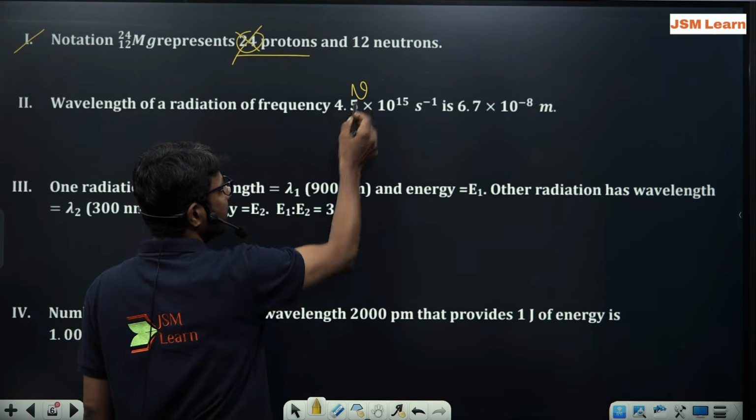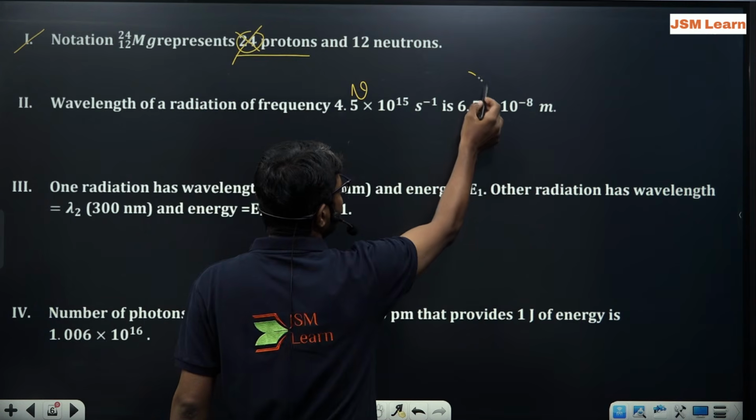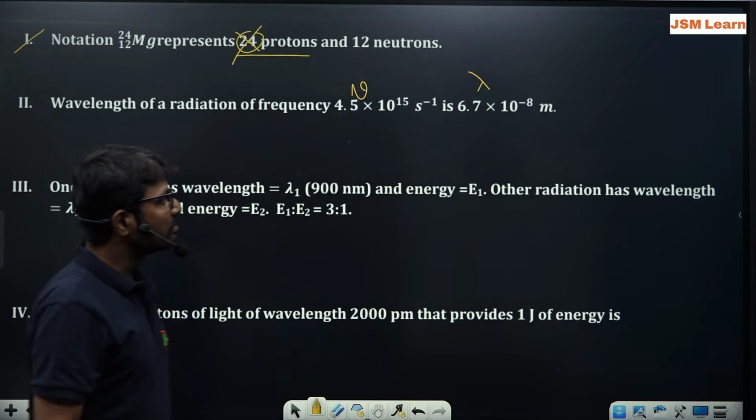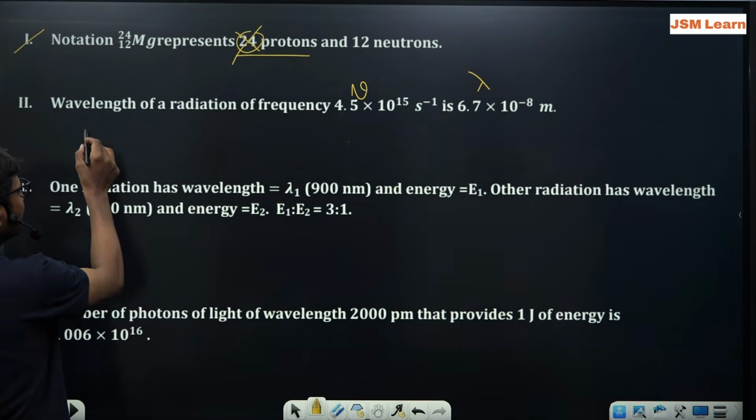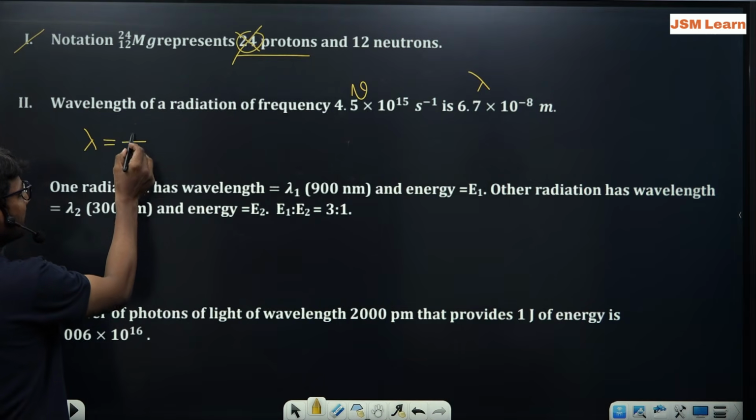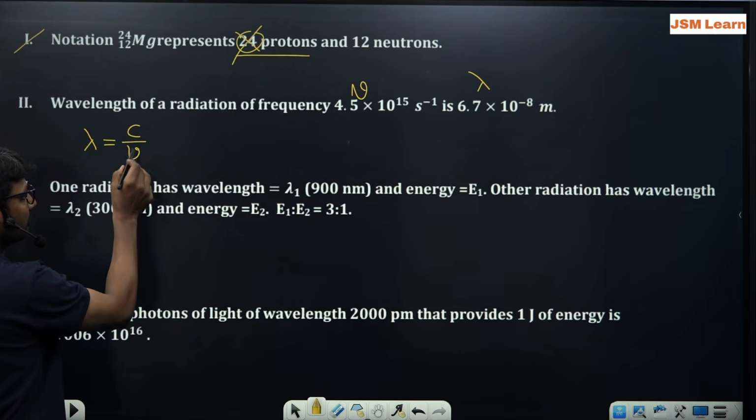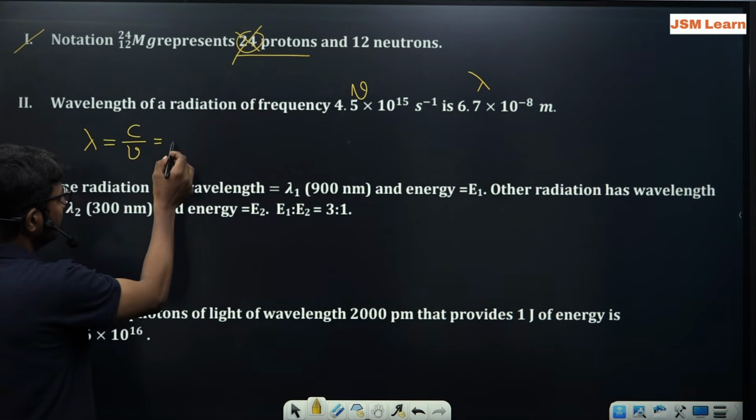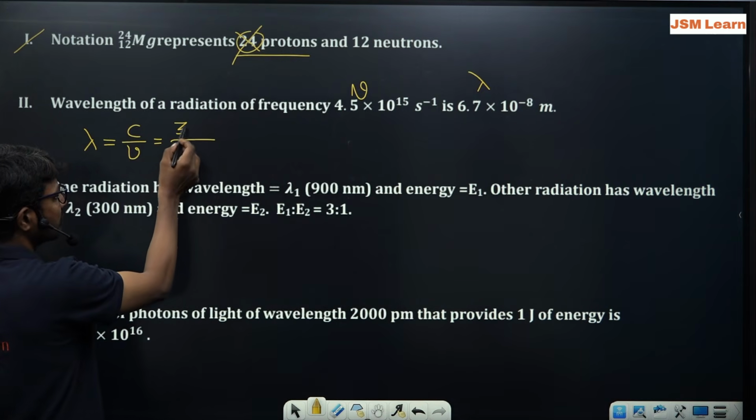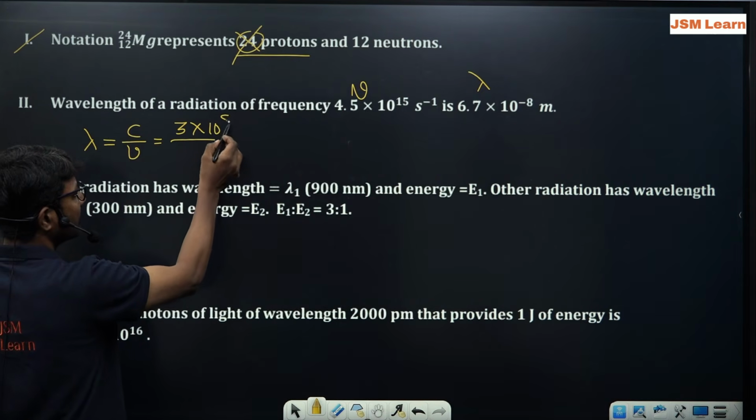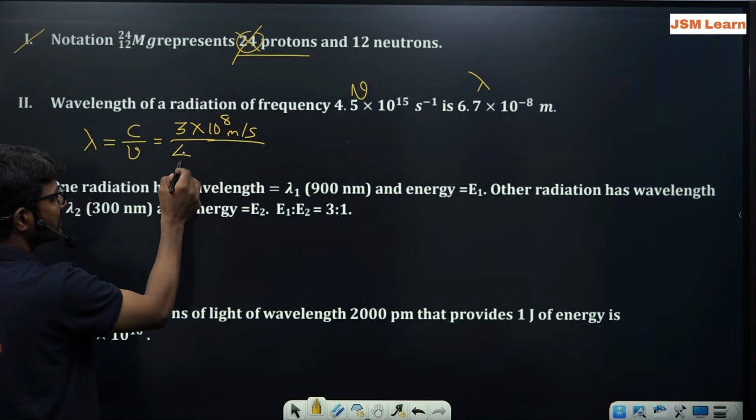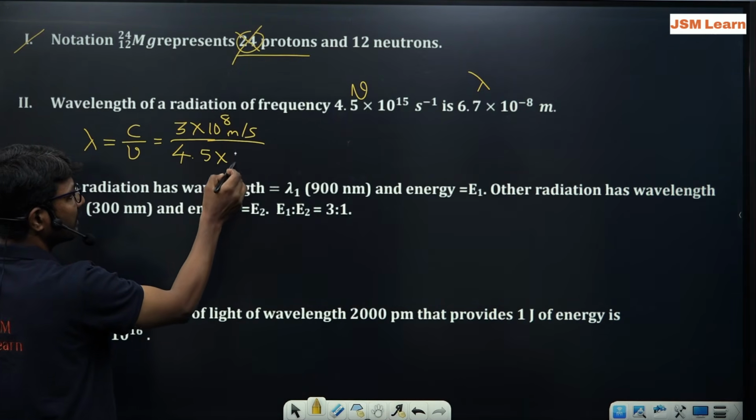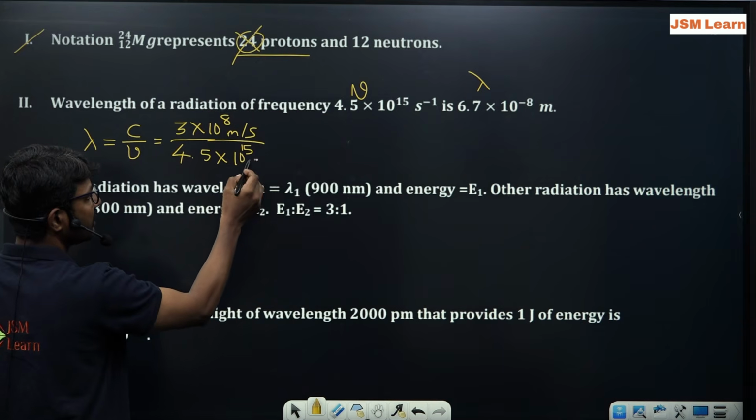So they have provided here frequency and its wavelength, they are saying as 6.7 multiplied by 10 power minus 8 meters. So whether this information is correct or not, let us see. As we know, lambda can be written as what? C upon nu. So C is what? Speed of light, 3 multiplied by 10 to the power of 8 meters per second, upon nu value they have provided as 4.5 multiplied by 10 to the power of 15 second inverse.